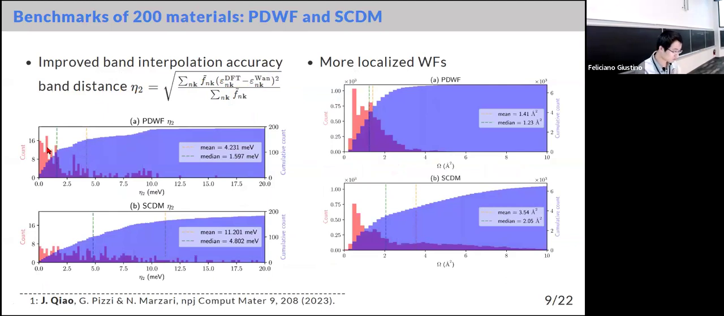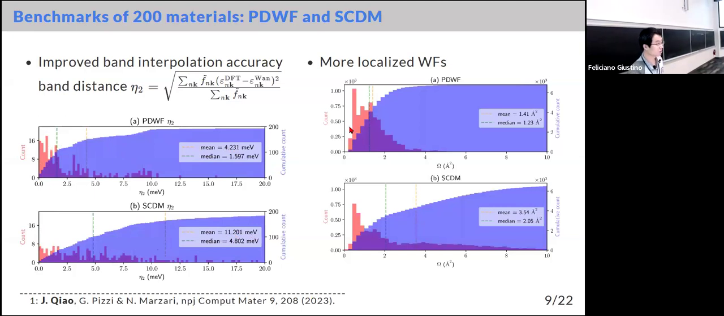So this is the histogram. The PDWF Wannier function can interpolate with a little bit higher accuracy; on average, the error is like 4 millielectron-volt, which is already quite good. Well, for the SCDM, it's a little bit worse. You see that it's around 11, and the bins of the histogram are not as well concentrated at around 0 as in the PDWF case.